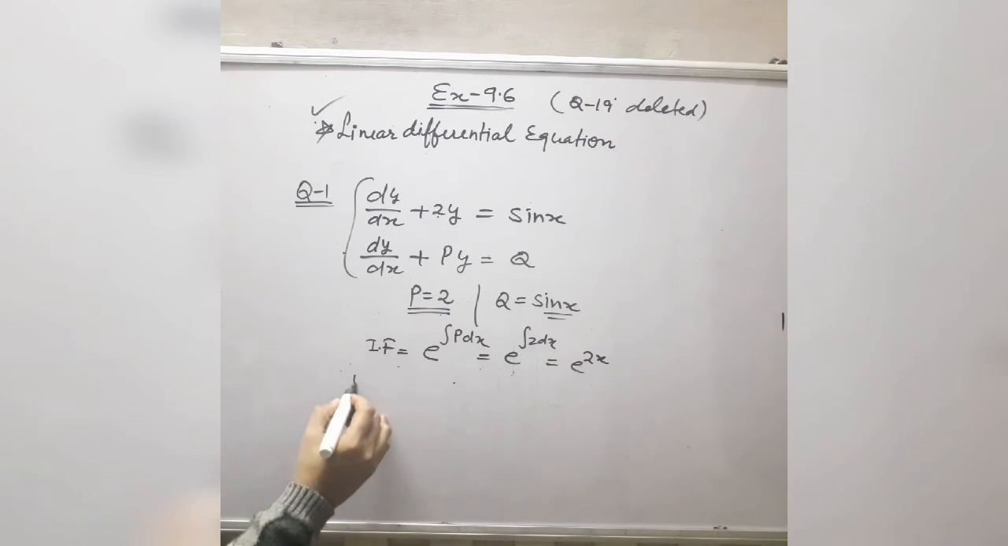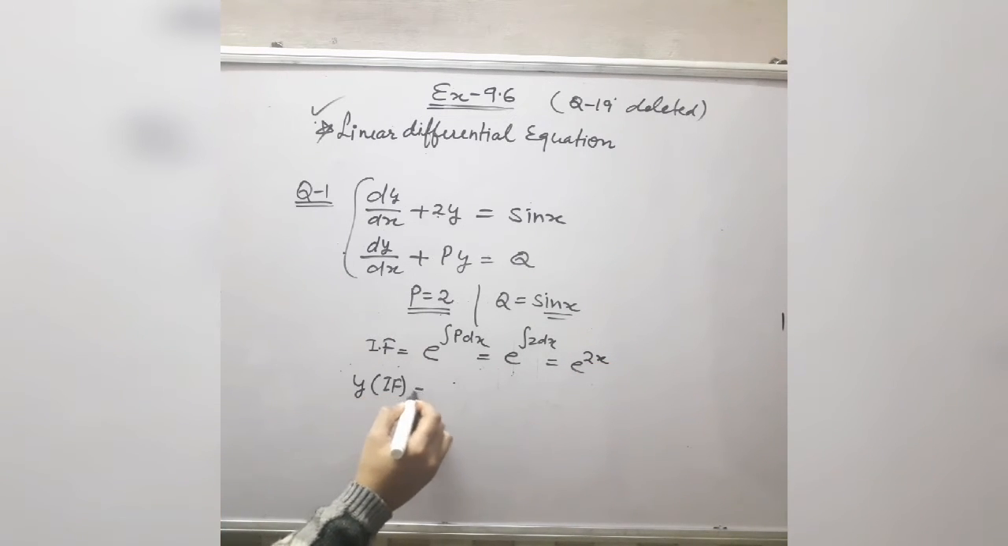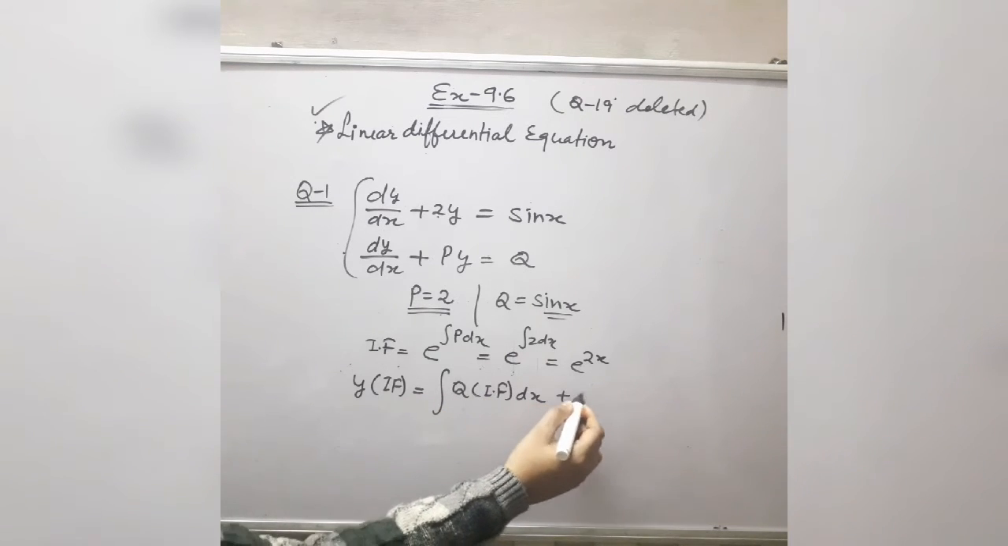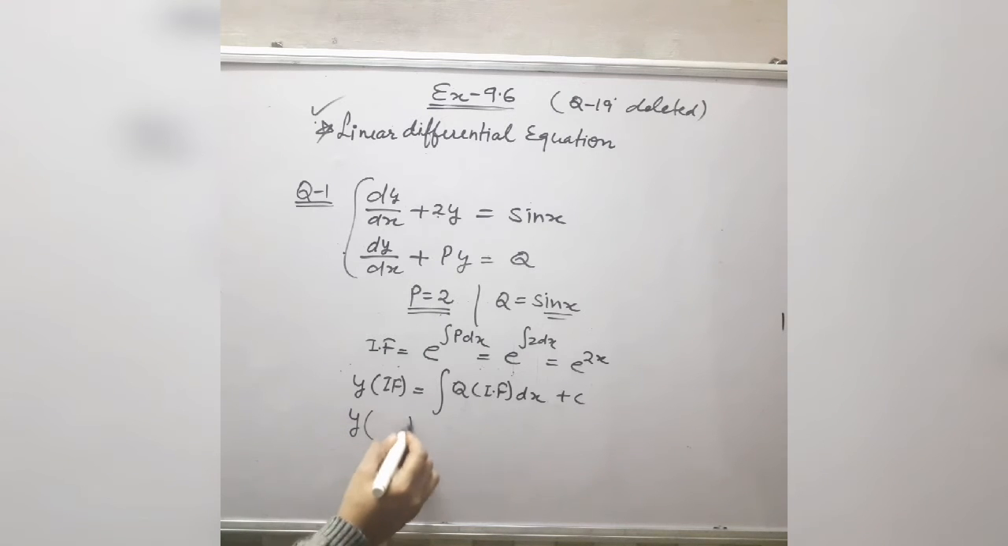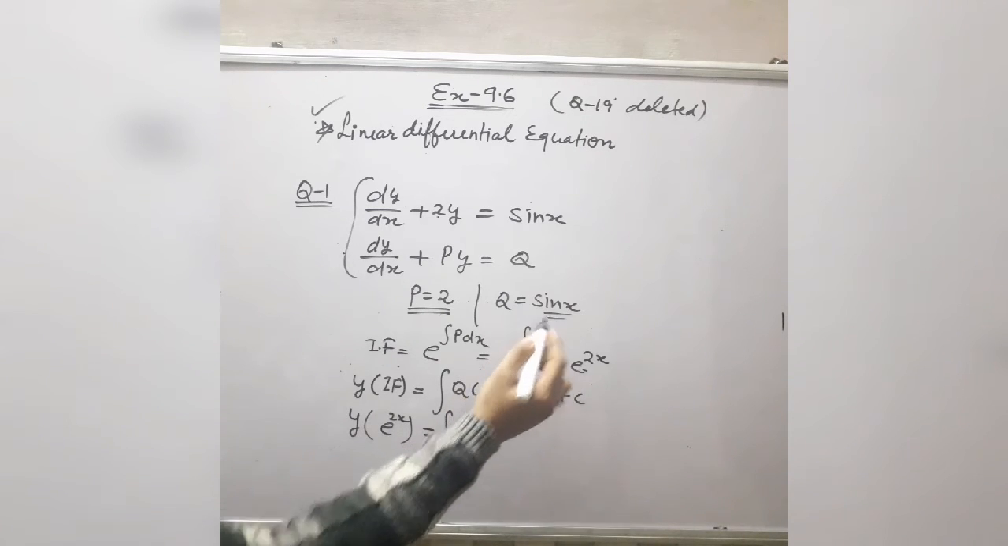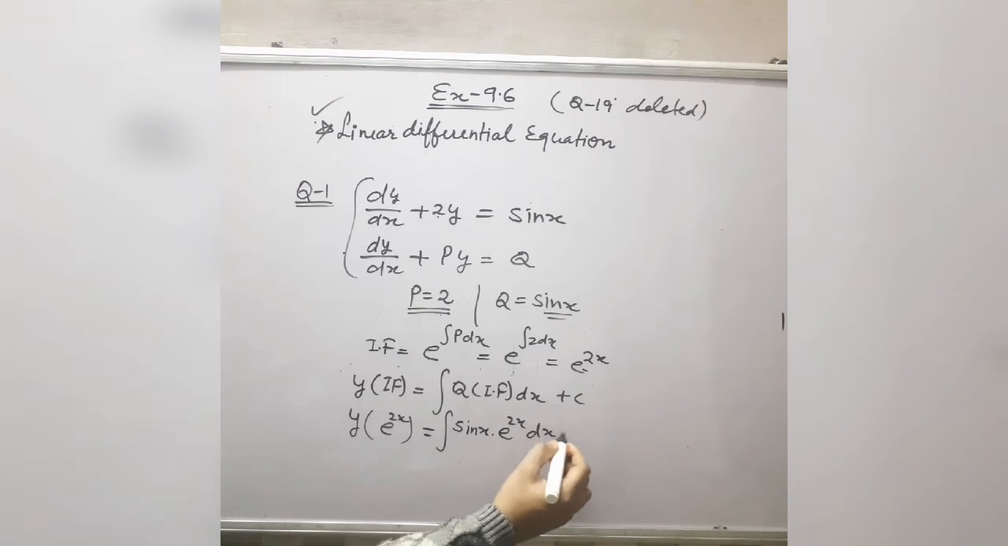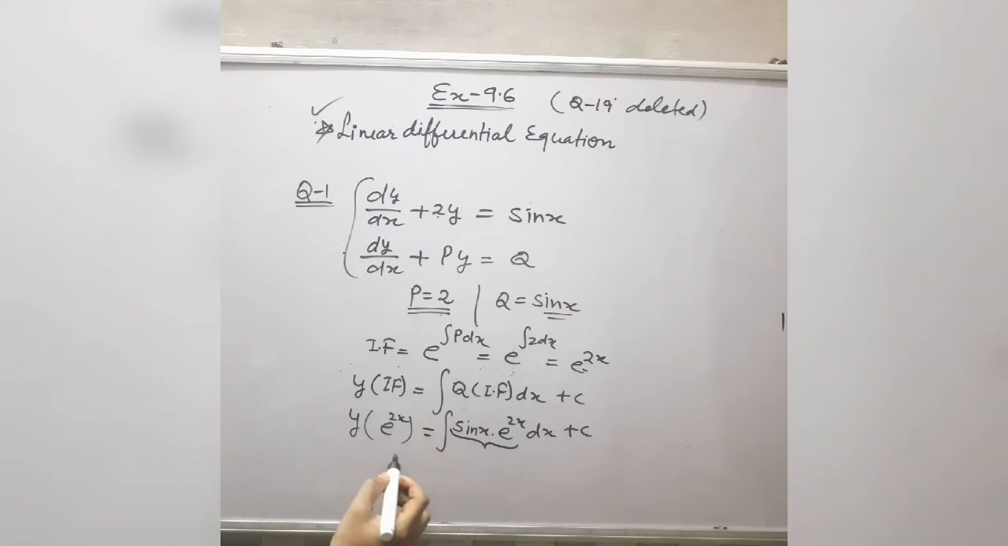Now the solution of this differential equation: y times the integrating factor equals the integration of q times the integrating factor with respect to x, plus the integration constant c. So y times e raised to power 2x equals the integration of sin x times e raised to power 2x, plus c. Now how will you find the integration of this? Integration of this type of function you have already done in chapter 7, so we will use integration by parts.